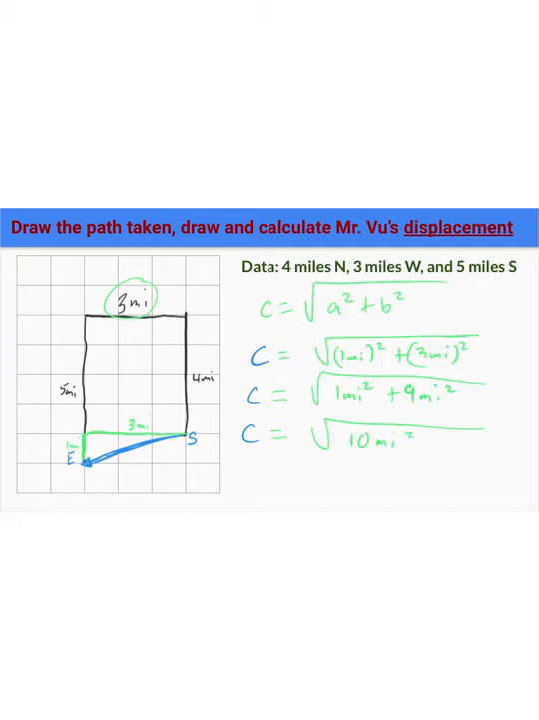The square root will cancel out with the square, and we punch that out on the calculator. So C is equal to the square root of 10. I punch 10 into my calculator and hit the square root button, and it gives me 3.16. For class, we only need to keep 2 decimal places of accuracy. Now, what's the unit? Well, the square root of miles squared is still miles.